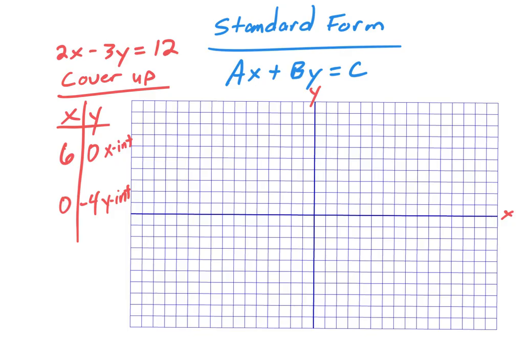How many points do we need to graph a line? 2. That's it. Okay? And we're good to go. So we're going to go 1, 2, 3, 4, 5, 6. Just make sure you put it on the right axis. So 6, 0 goes 6 to the right. 0, negative 4 goes down 4. And that's all we need to graph the line.